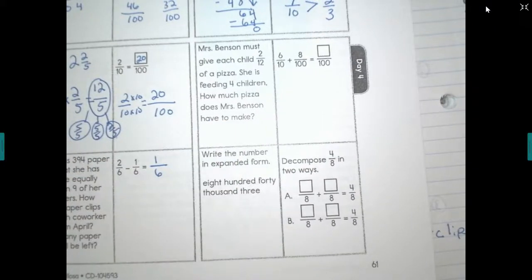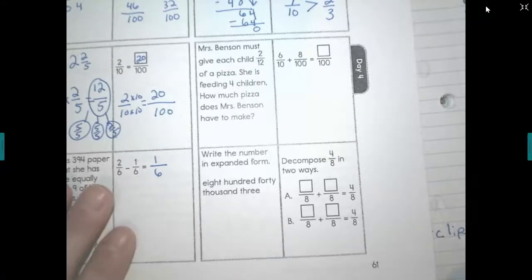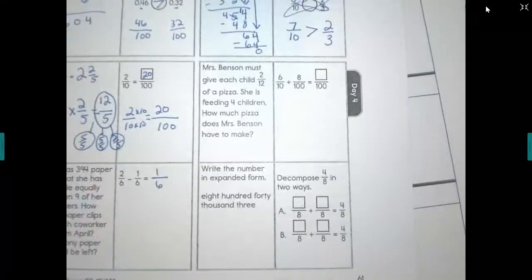And we're going to start with this word problem. It says Miss Benson must give each child 2/12 of the pizza. She is feeding 4 children. How much pizza does Miss Benson have to make? All right, so let's go to our notebook for this one.